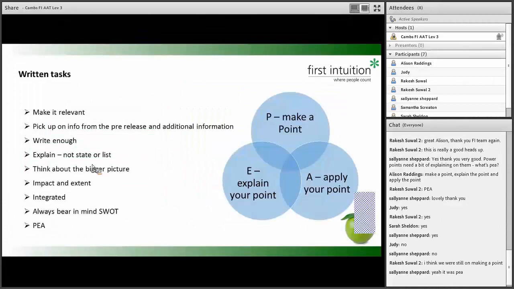I like to use this when I'm preparing a written answer. So make a point, explain a point, and apply a point. Make sure that we write enough.